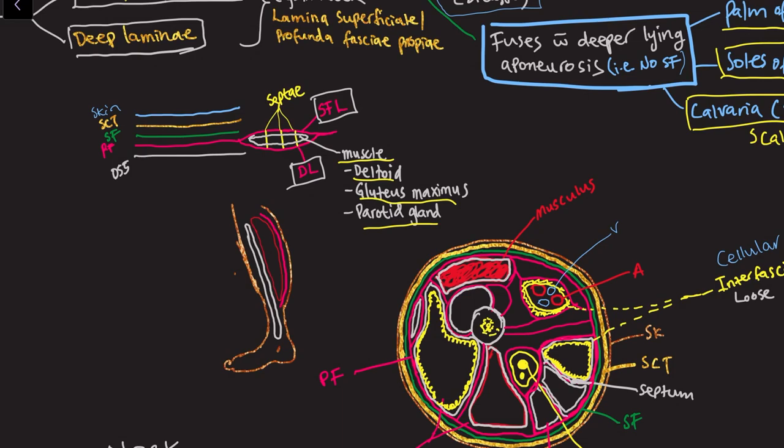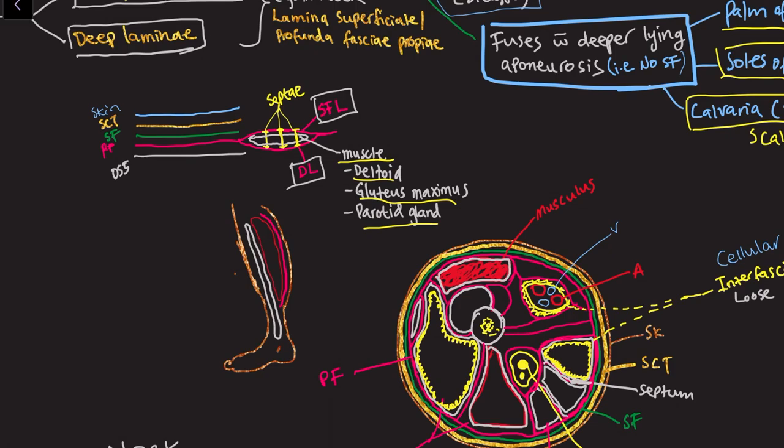Now, in those places where the fascia proper divides into the superficial lamina and the deep lamina, you would have septa. A septum is a division. Septa run from the superficial lamina to the deep lamina, and are marked in yellow here, running deep. So those are septa, septum.